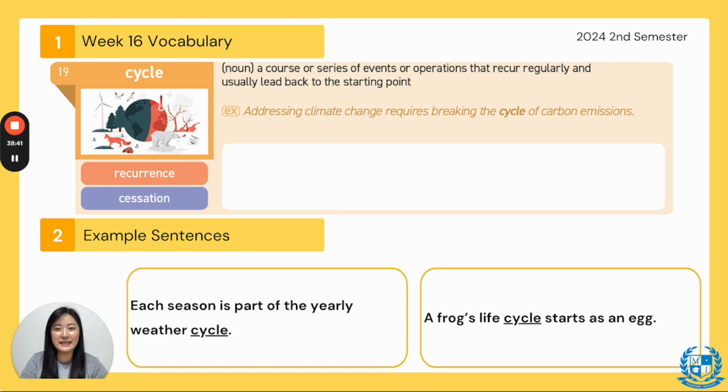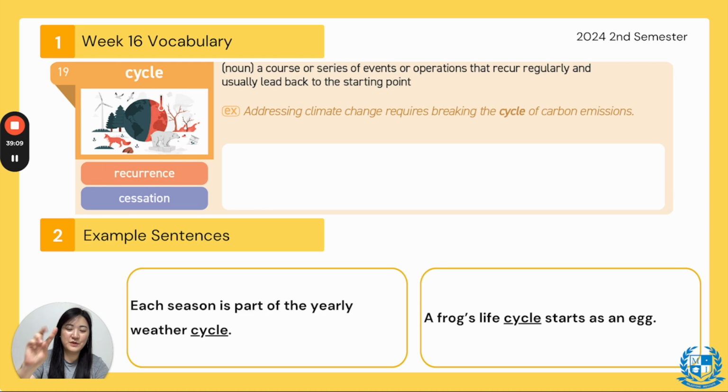Now, number 19, everyone say cycle. Cycle. The synonym is recurrence, and the antonym is cessation. It's a noun and it means a course or series of events or operations that recur regularly and usually lead back to the same starting point. So go around and around and around. Our example, there's only one, so let's read it together.